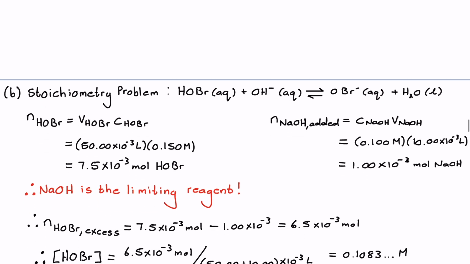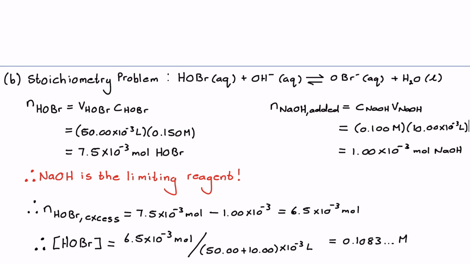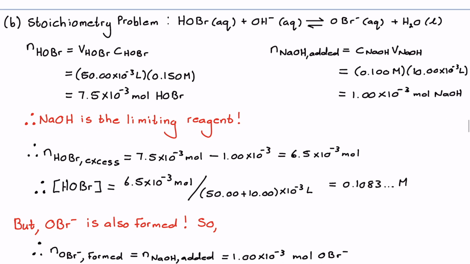But during the reaction of adding this to this, our conjugate base is also formed. So in other words, there is a certain amount of it that is now present because of the addition of the NaOH. All right, and its amount that's formed is dictated by the limiting reagent, right? It's always dictated by the limiting reactant. So the number of moles of OBr minus that's formed will be equal to the number of moles of the NaOH added.